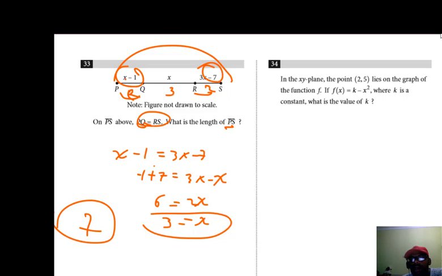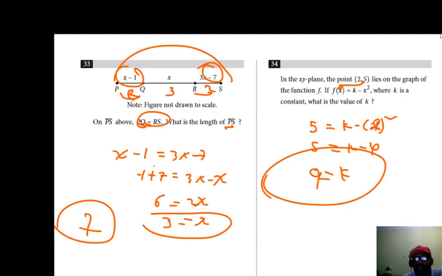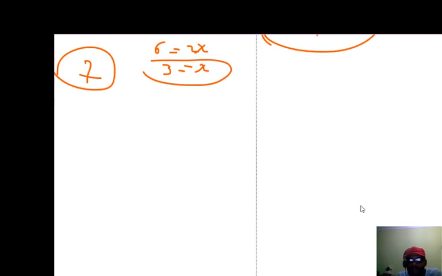The point lies on the graph of the function. If it lies on it, it satisfies it. Therefore, instead of f of x, I can substitute 5, and instead of x, I plug in 2 squared. So 5 equals k minus 4. When you work on this, you have 9. The value of k is 9.